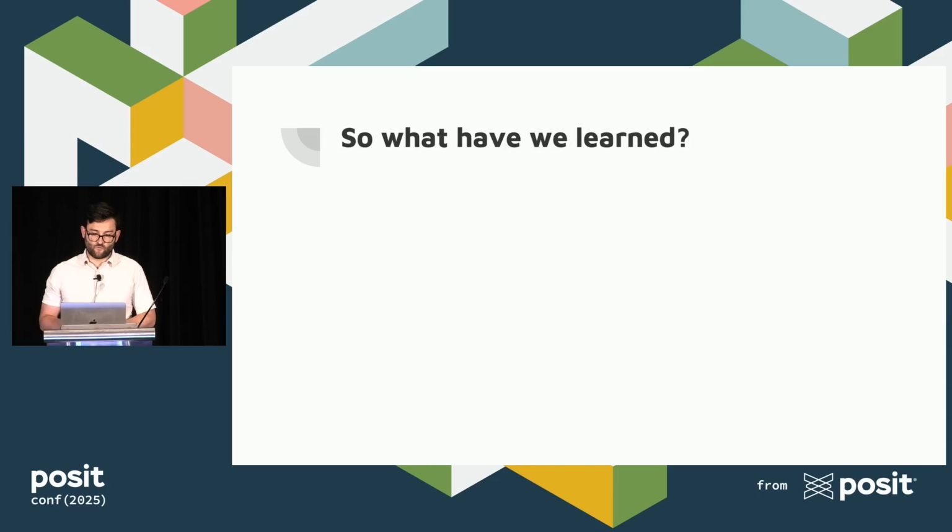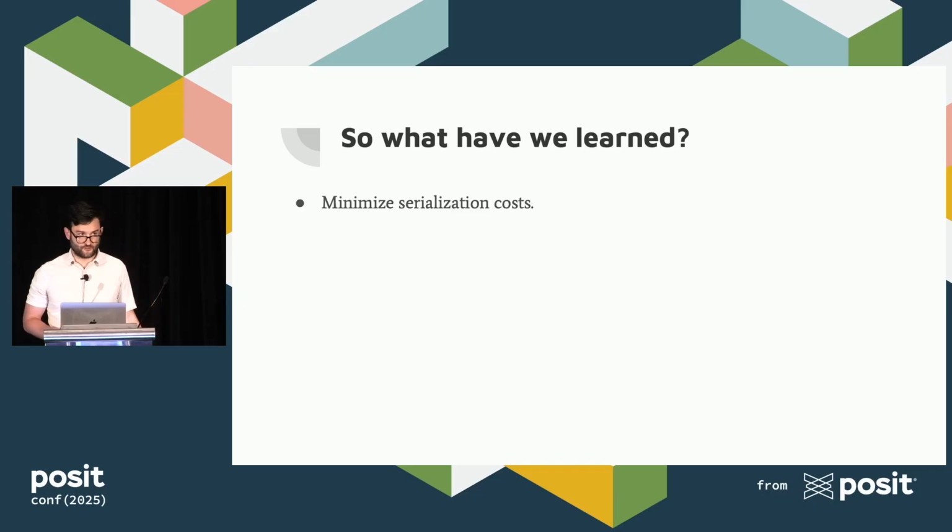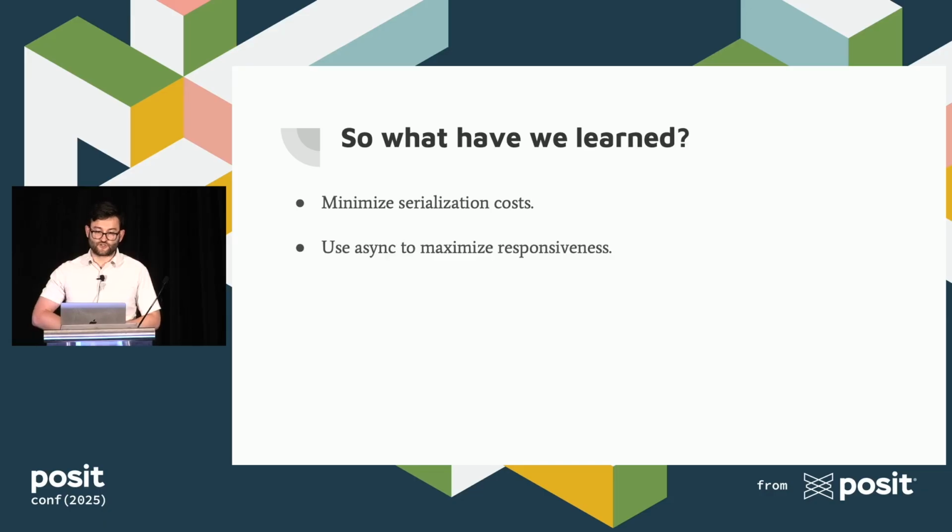Now, with that, what have we learned from Appy's story? So to just kind of recap, we have these two strategies that we talked about. One, minimizing serialization costs, really try to drive down the time it takes to turn our R objects into something that can be sent over the wire. And two, to keep our main application responsive by using asynchronous endpoints, or async programming in general.